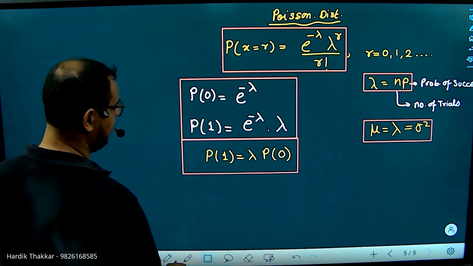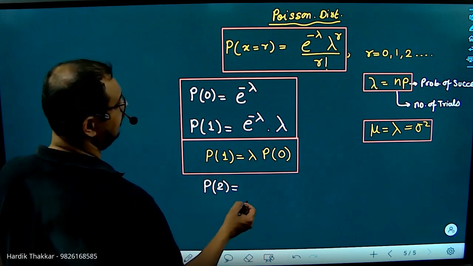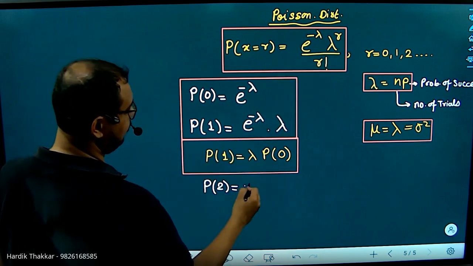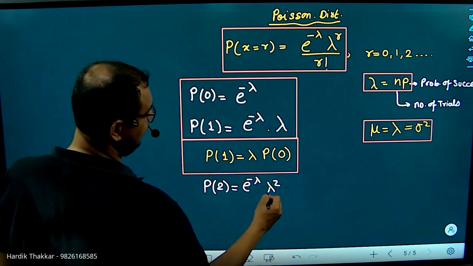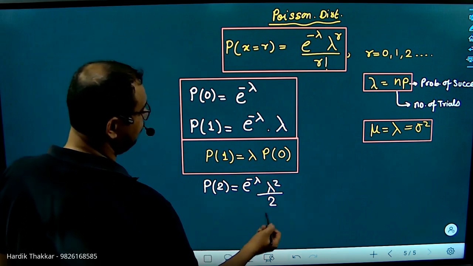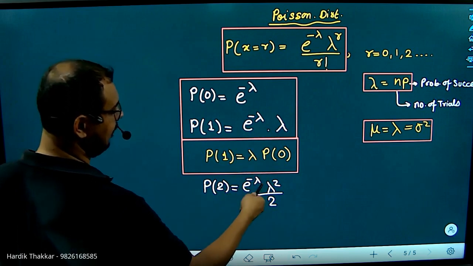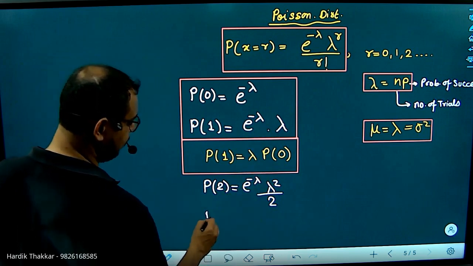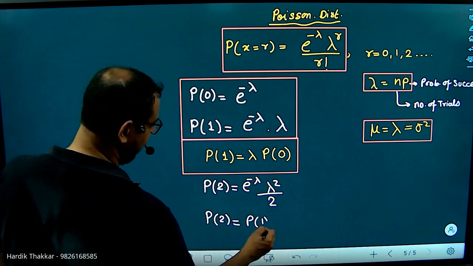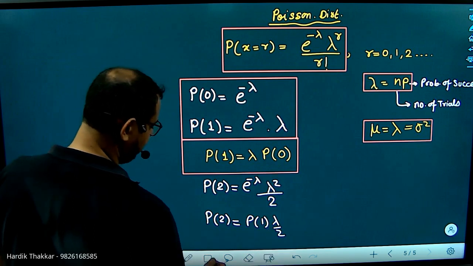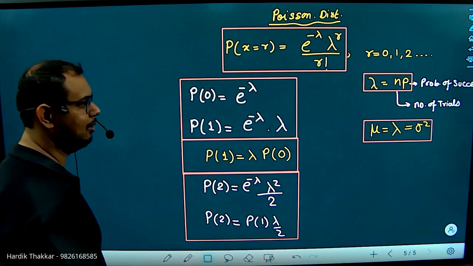Okay. Now, what about the value of P of 2, probability of 2 successes? So put r equal to 2, it will be e raised to power minus lambda, lambda square divided by 2 factorial, which is 2. Further, if we replace e raised to power minus lambda into lambda here, we can also write P of 2 is equal to P of 1 into lambda by 2. So these are some important conclusions which can be used in questions.